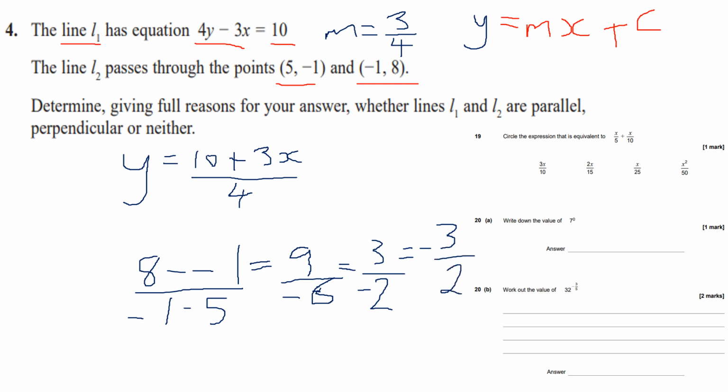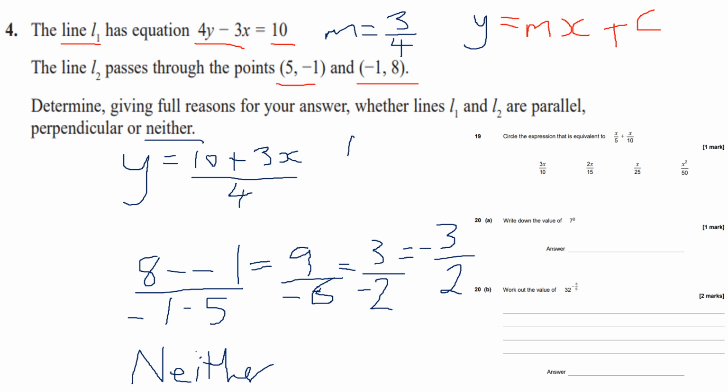Because for a perpendicular gradient, the product of the two gradients has to equal -1. If you multiply 3/4 by -3/2, it doesn't give you -1. It actually gives you -9/8, which is not equal to -1. So it's neither. Parallel means it has the same gradient. So -3/2 does not equal 3/4, and conversely, 3/4 doesn't equal -3/2.